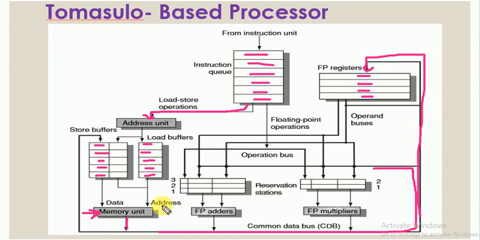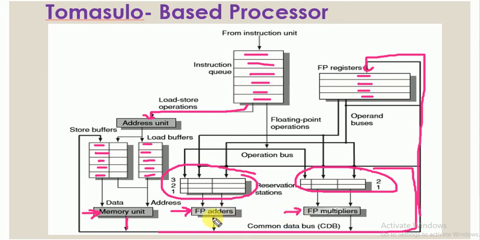Okay, so now the memory unit: load from memory, store to memory. This will happen between the memory unit and the store and load buffers with the support of the address unit. Any result from the memory will be connected to the common data bus so that it can be available to the register, or it can also be available to the reservation station. So this is one reservation station and this is another reservation station, and these reservation stations are connected closer to the functional units like the FP adder or FP multiplier.